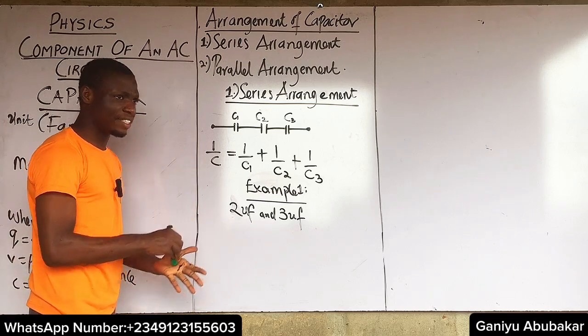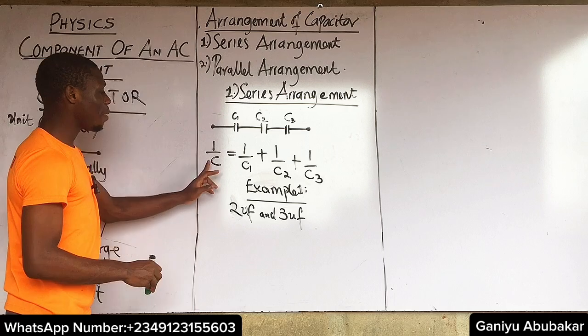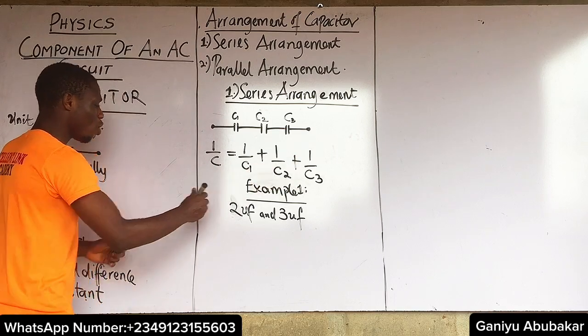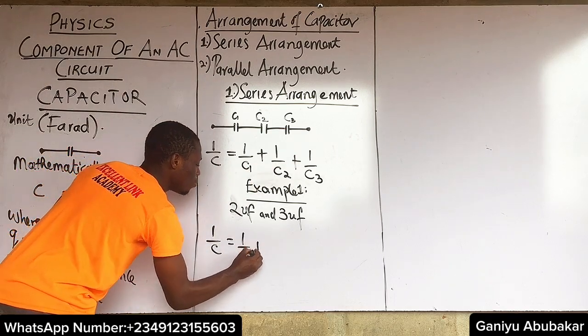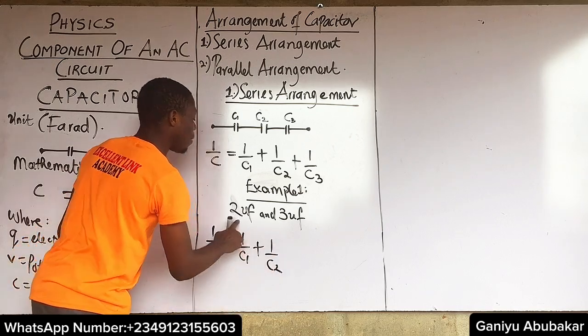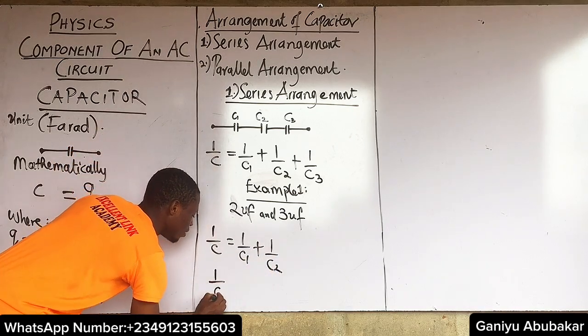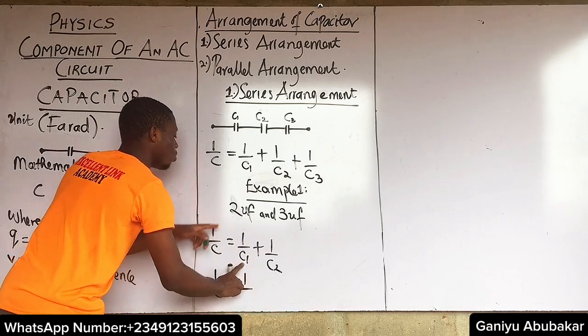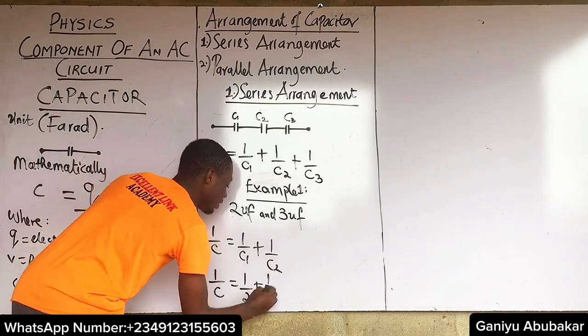So far I'm here in series. When it comes to series concept under capacitor, we take it in fraction form. So 1 over C equals 1 over C1 plus 1 over C2. I'm having just two values here. From here, 1 over C is equal to 1 over C1, that's 2, plus 1 over C2, that's 3.